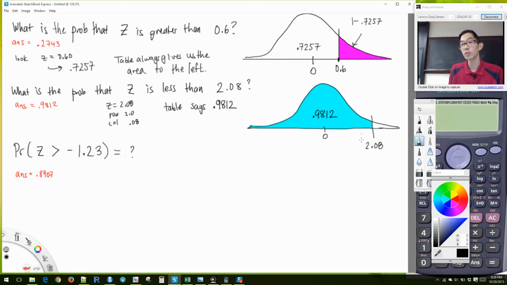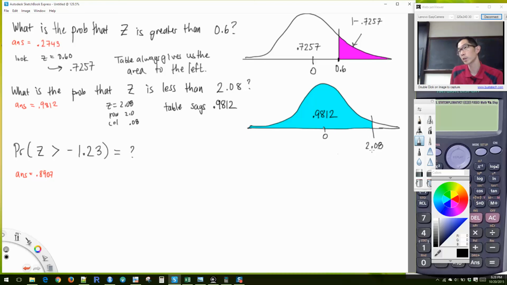The table always gives us the area to the left of the number we look up. I don't understand why you're not doing 1 minus. Because I'm asking, what's the probability that z is less than 2.08? Okay? So less than 2.08 means I'm shading to the left of 2.08, right? Is that okay? It'll come to you later.